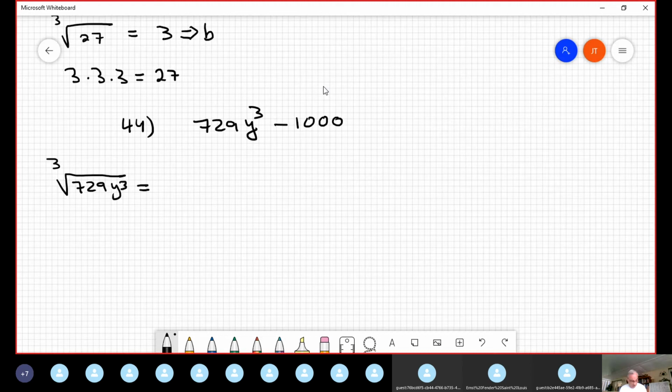You put in my own calculator, cubic root of 729. 81. No, 9. It's 9. It's 9y. Okay, let me prove it, 9 times 9 times 9. If you multiply 9 times 9 it is 81. And 81 times 9 is 729.